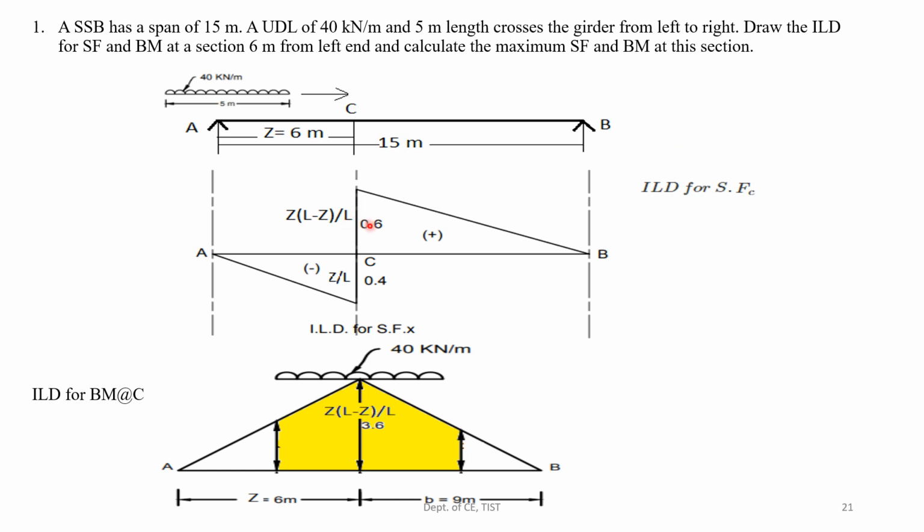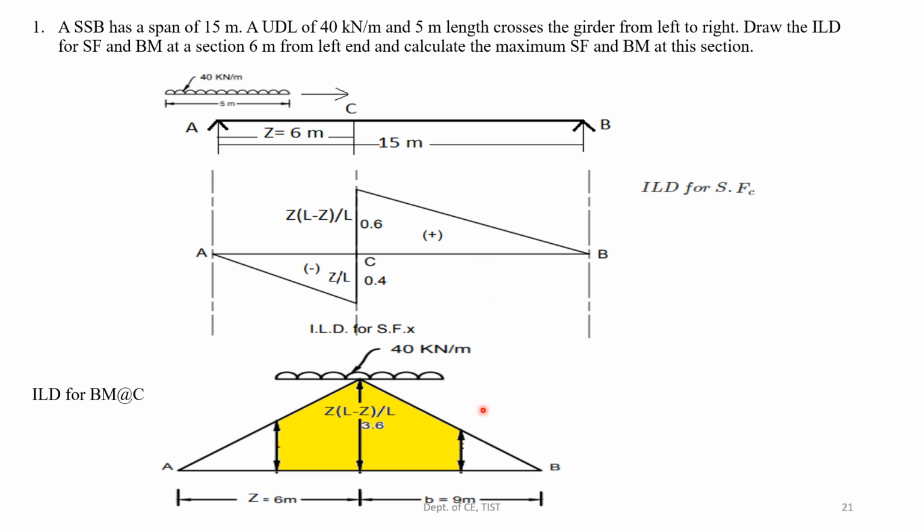Okay, so that's equal to 0.6 and Z by L is equal to 0.4. And the influence line diagram for bending moment, the maximum ordinate is Z into (L minus Z) by L, and that's equal to 3.6. So these are the figures.